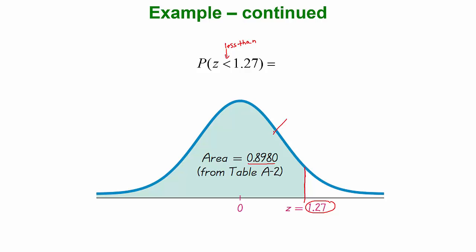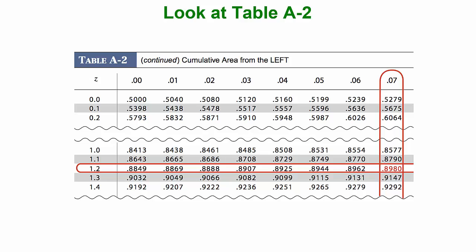Okay, so this right here is also a percent. There's an 89.8% chance that my probability will be less than that value. So here's how we would look it up in the table. So it's 1.2, that's going to be where I look in the z column, and then I have to go up to the hundredths position, 7, and I put that together, and here's my particular area to the left.